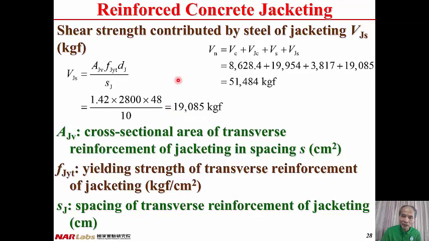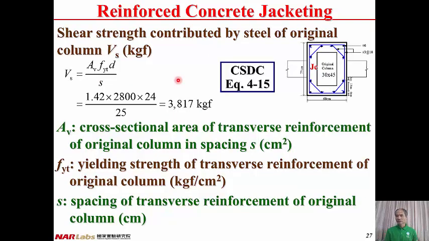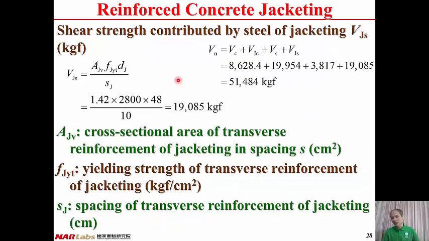If we go back to the previous slide, VS of the original column is 3 point something ton-force. After reinforced concrete jacketing, it is increased to 19 something ton-force. The degree of increase is a lot.